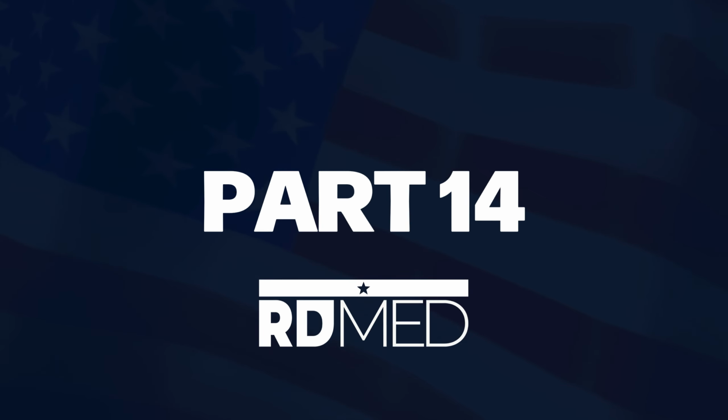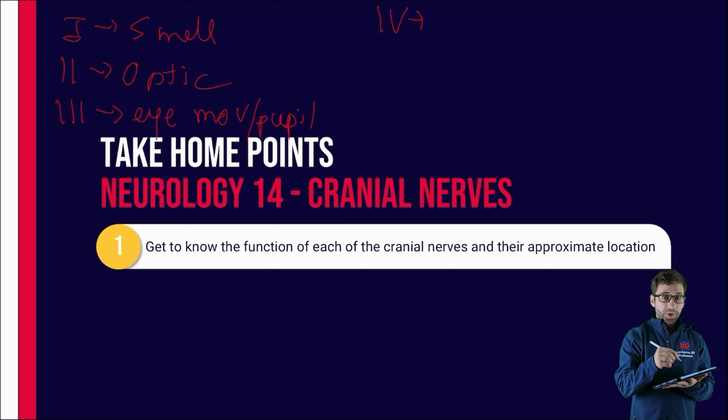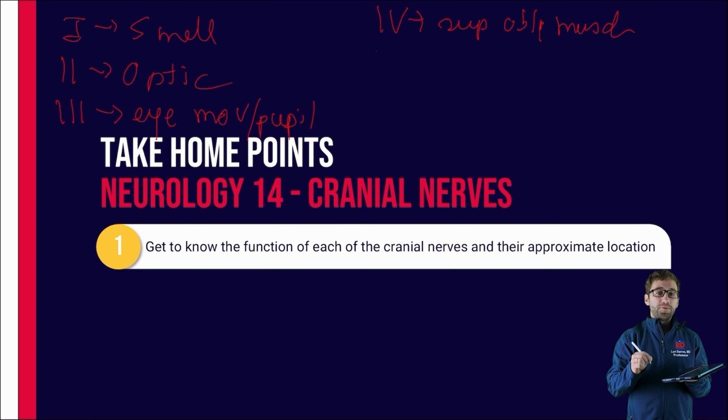The second one, the optic nerve, transmits visual information from the retina to the brain, located in the optic canal. It controls vision. The third one, the oculomotor nerve, controls most of the eye movements and pupil constriction, and maintains an open eyelid. Its nuclei is located in the midbrain. The fourth one is the trochlear nerve that innervates the superior oblique muscle, which controls rotational movements of the eye, also located in the midbrain.